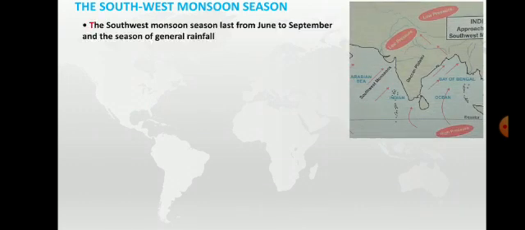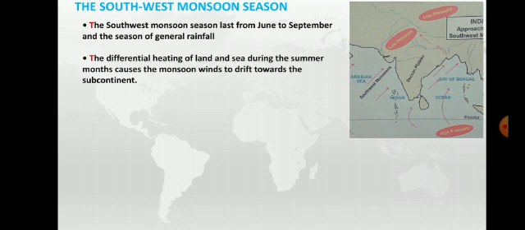The southwest monsoon season lasts from June to September and is the season of general rainfall. So here you can see that the southwest monsoon season distributes the rainfall to almost all parts of India, that is from June to September.